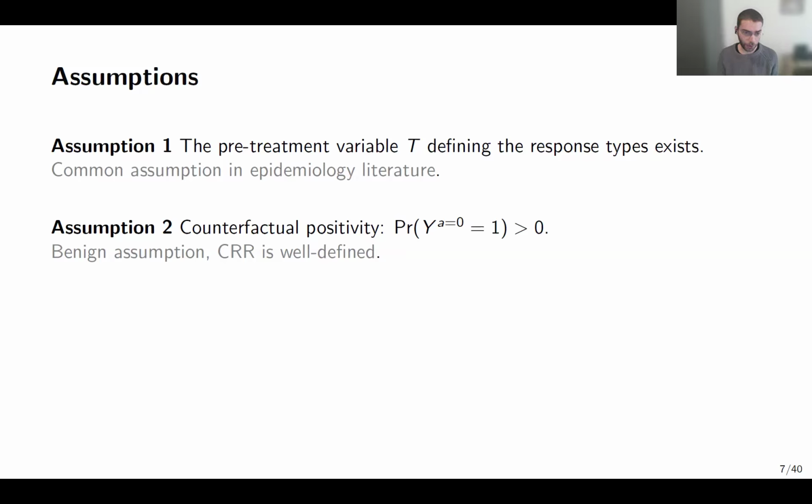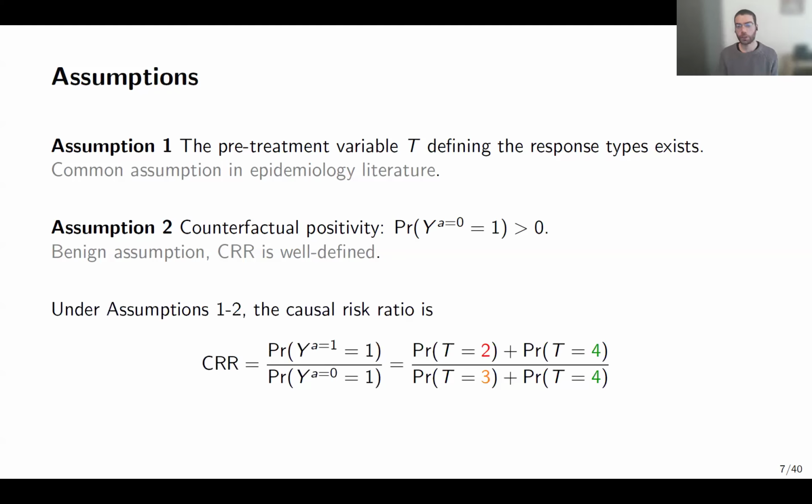What is the causal risk ratio? Well, the causal risk ratio is the ratio between the probability of having the outcome in the world where everyone is treated divided by the probability of having the outcome in the world in which nobody is treated. So this is the commonly defined causal risk ratio, and under assumption 1, we can rewrite this ratio as a function of the probabilities of being in the different response types.